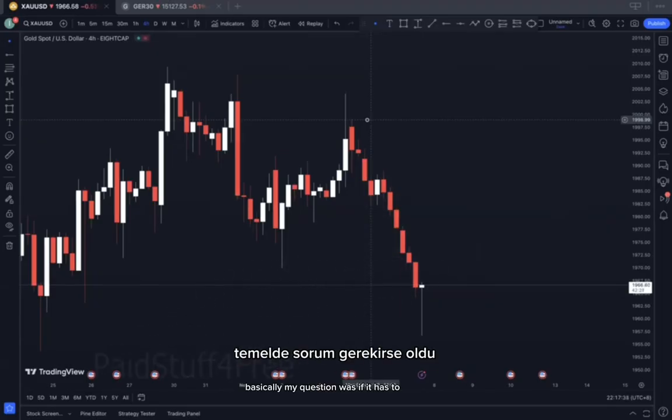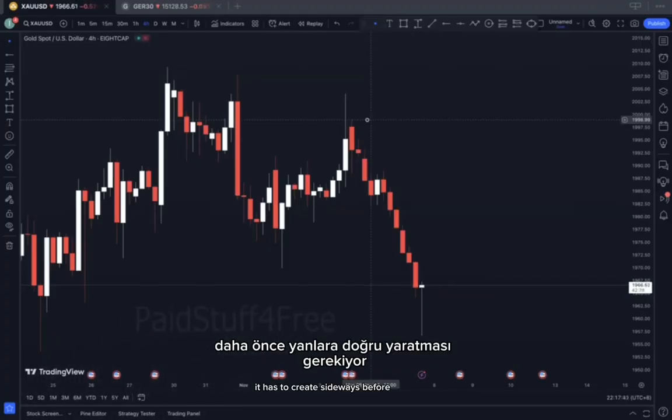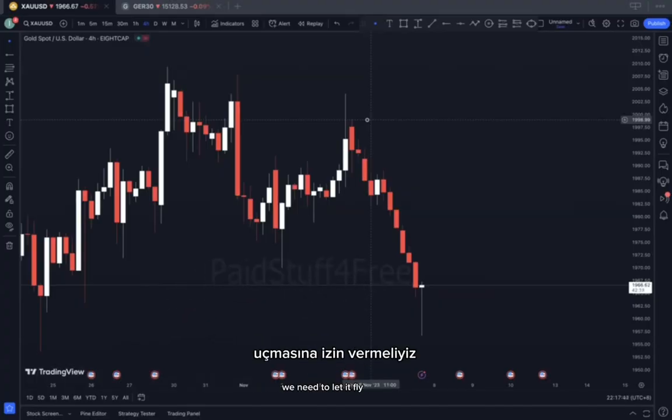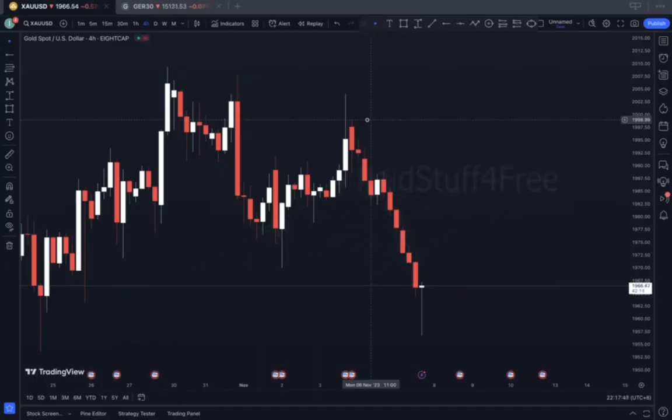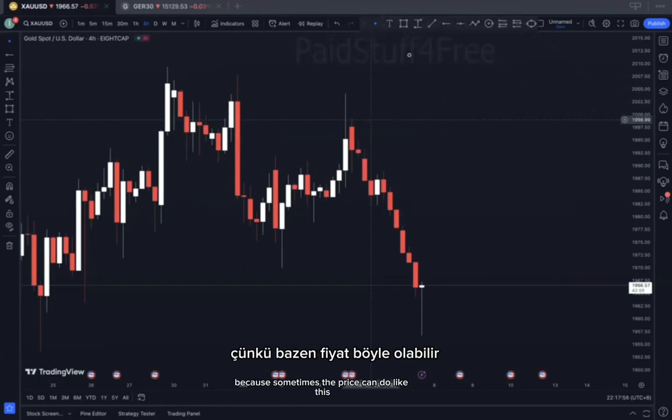So basically, my question was, does it have to create sideways before, like we need to let it fly and then let it pull back properly inside the zone? Actually, that question we can't use on every type of price, because sometimes the price can do like this.